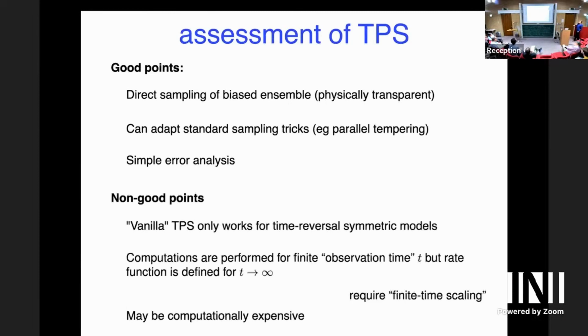The not-so-good points are that it only works for time-reversal symmetric models out of the box. You might be able to adjust it, but that would be hard. We're interested in principle in the large time limit for large deviation theory, but we always do our calculations for finite observation time t. And then we have to do some sort of extrapolation, some sort of finite size scaling, finite time scaling. That can be quite awkward. And it can be quite computationally expensive. But that's kind of like finite size. Okay, so that's the assessment.